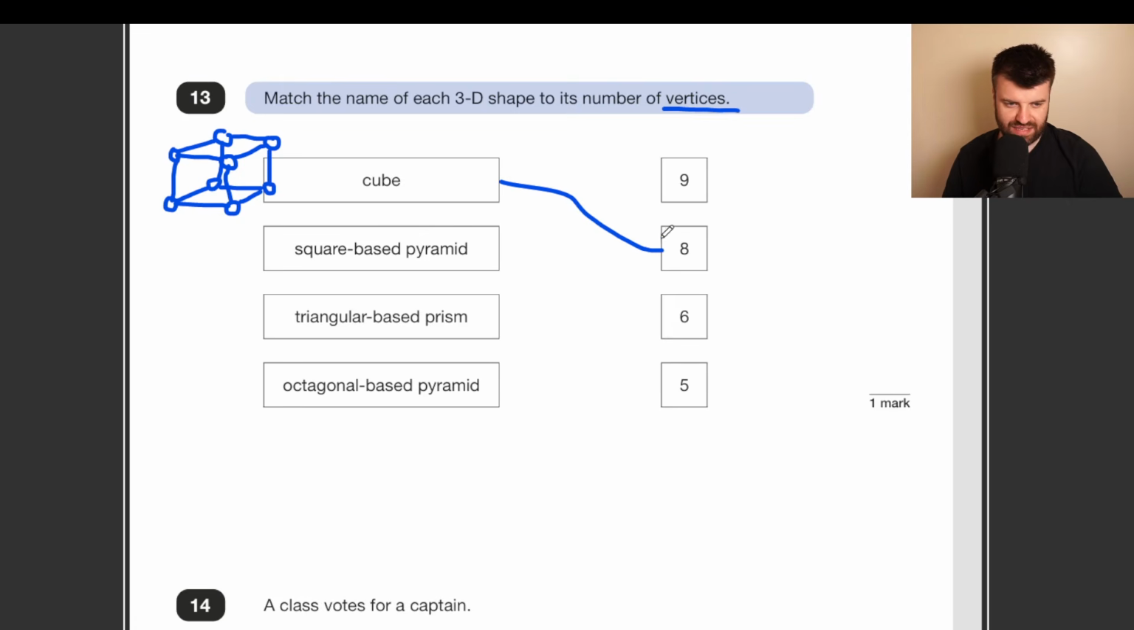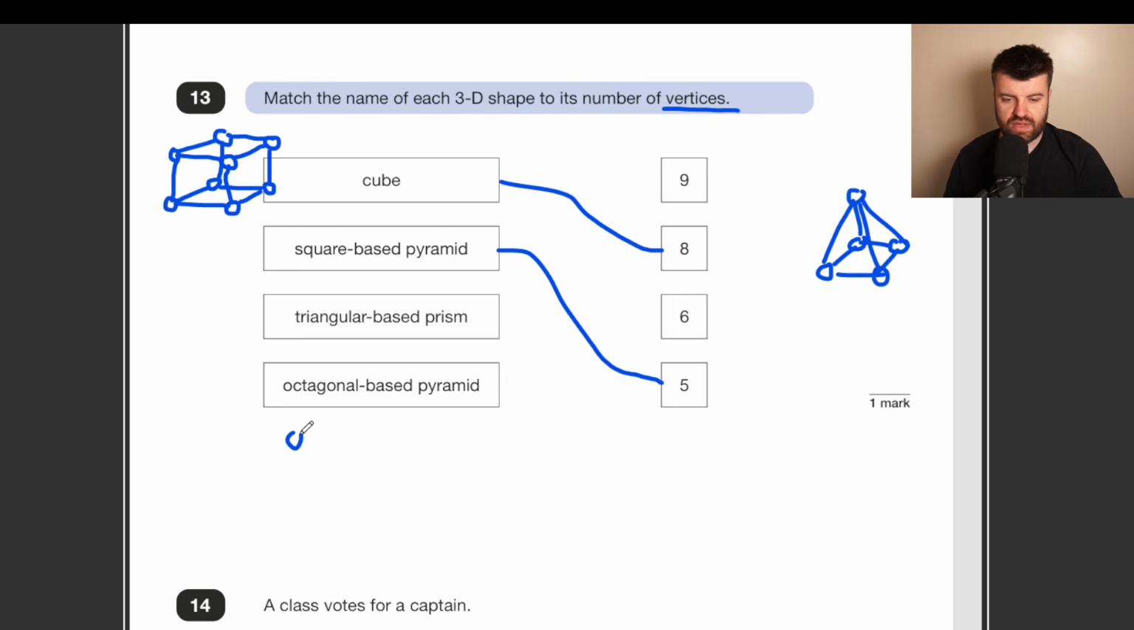So 8 vertices there for a cube. Square-based pyramid. So we know it's going to be a square at the bottom, and then one vertex, we would call it, at the top to join them all together. So that's a square-based pyramid right there. Again, you might be able to draw them to help you. You might not, but building it really does help. So square-based pyramid has 5 vertices.